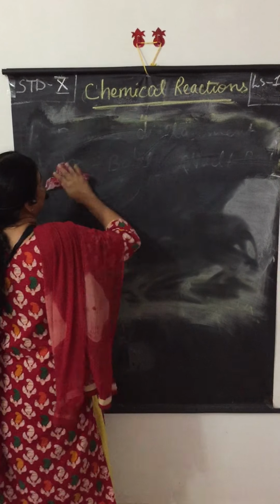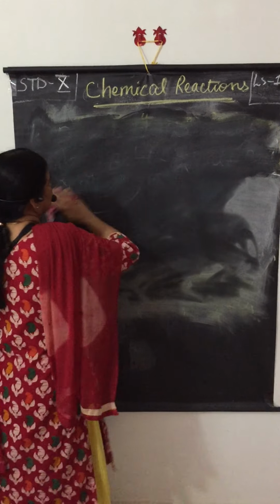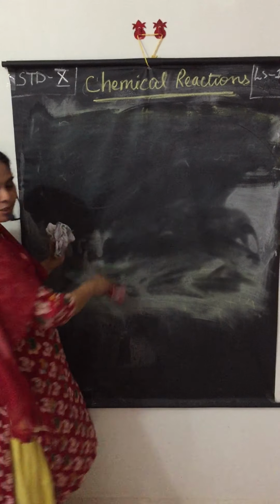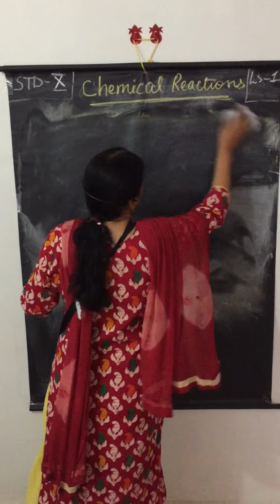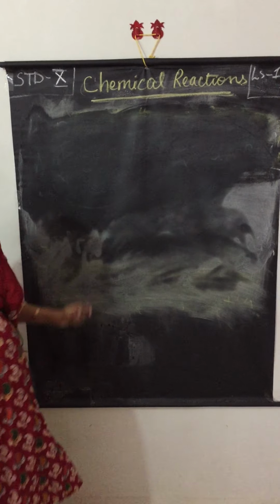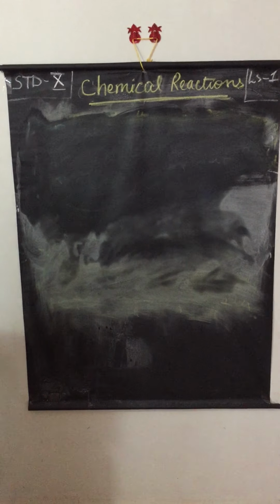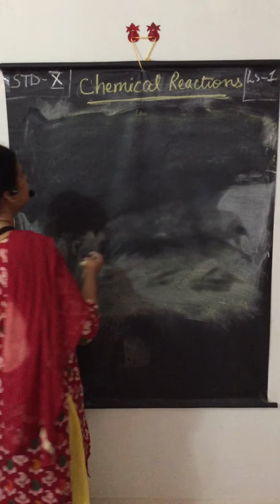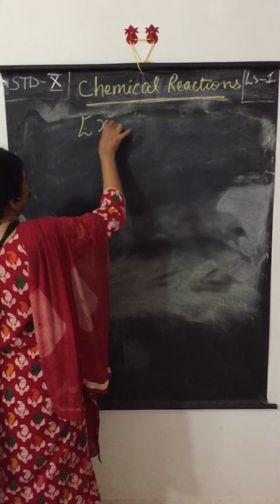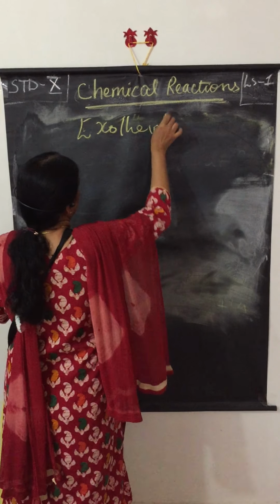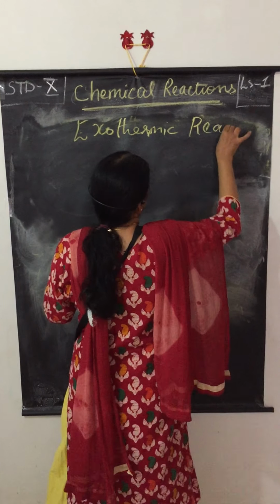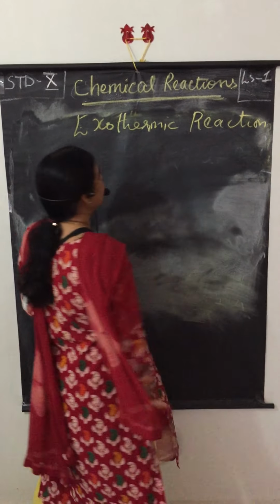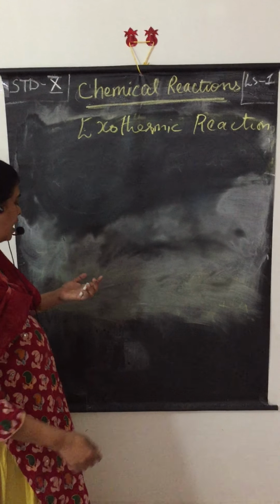In certain reactions heat is liberated. In some reactions heat is liberated and in some reactions heat is absorbed. Now let us discuss the reaction in which heat is liberated, which is called exothermic reaction. Exo means out, thermo means heat. So heat is given out.